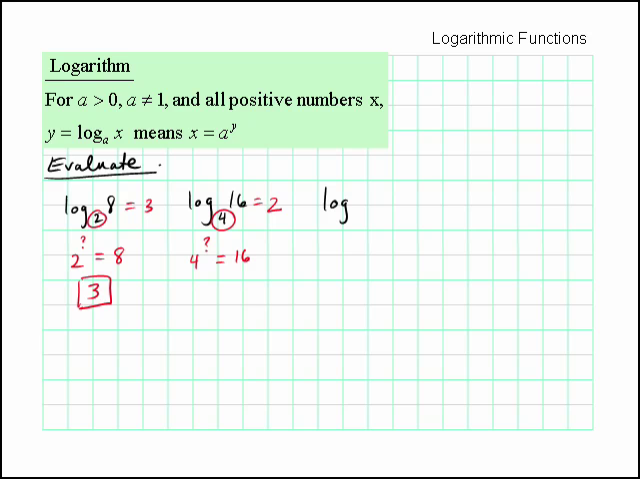Log base 25 of 5. Okay, this logarithm is saying 25 to what exponent equals 5. Now, the square root of 25 is 5, and so that has to be a 1/2. 25 to the 1/2 power is equal to 5, and so this is a 1/2.